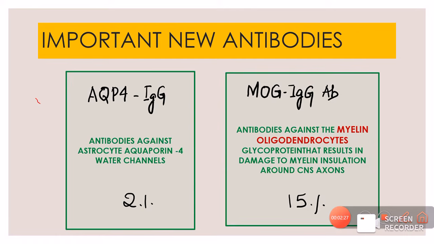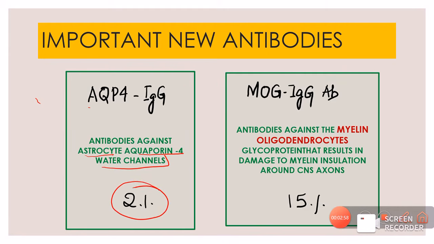Now, there are two important new antibodies in relation to optic neuritis that we should be aware of. Number one is the antibody against the astrocyte aquaporin 4 water channel, and this is called the AQP4 IgG antibody. It is called AQP4 because it is aquaporin channel 4, right? So this is seen in 2% of the cases with optic neuritis.